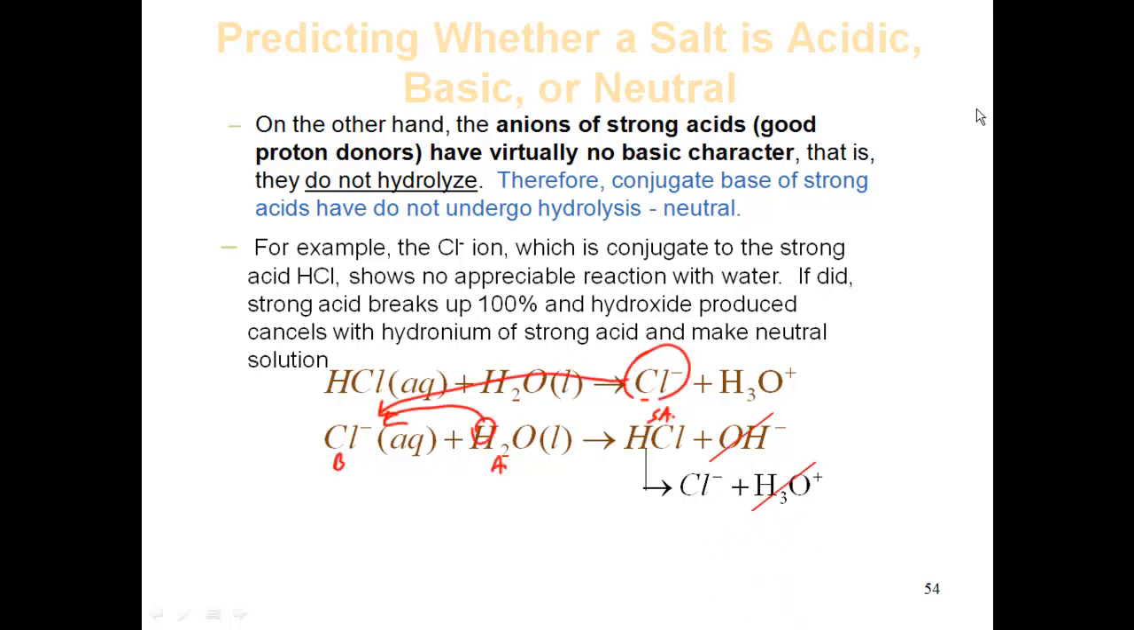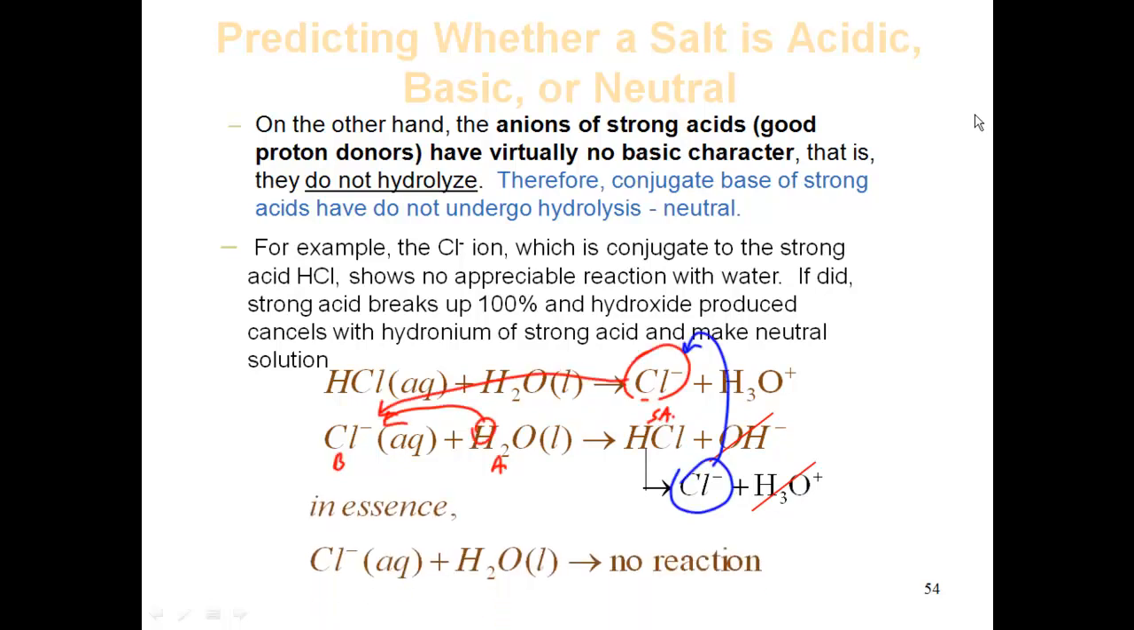Which means I'm back to where I was originally. I have Cl minus, which is where I was before. So in essence, the Cl minus does not want to undergo any appreciable hydrolysis. So bottom line, chlorine plus water is basically no reaction. So when I see chlorine in my reaction, I cross it off and say that's neutral. It's neutral and I do not have to worry about it.